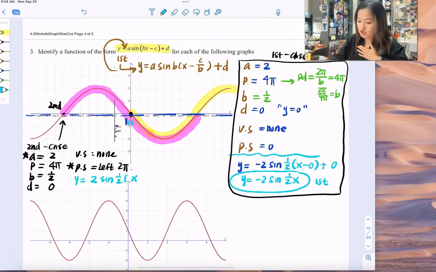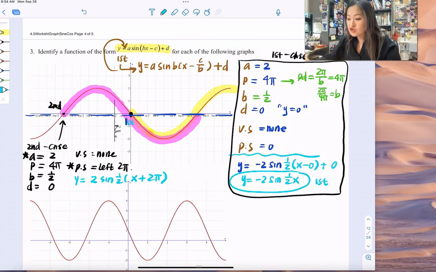My phase shift was left 2 pi. I know you learned in Algebra 2 many times: if the original format is a minus here and you go left, it's a negative, right? Therefore, it's going to turn positive. And your up and down, your vertical shift, is still 0.